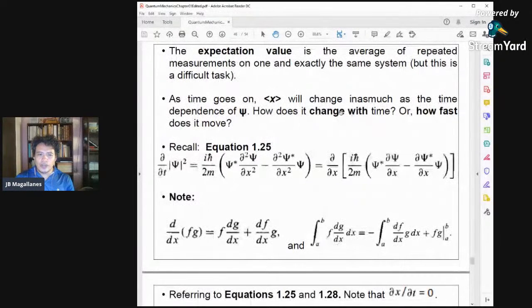So recall equation 1.25. This is just the derivative with respect to time of psi, and this is the expression. If you go back to the slides, you can see that. By the way, this is just the derivative of two functions. If you have two functions, you can get the derivative using this formula. And then this is also the integration by parts formula. So if you are integrating something, the integral would be just this.